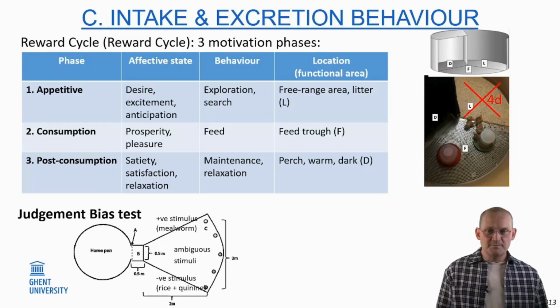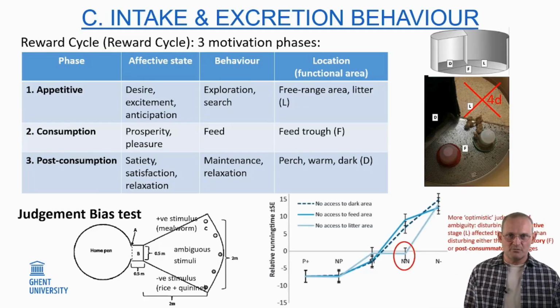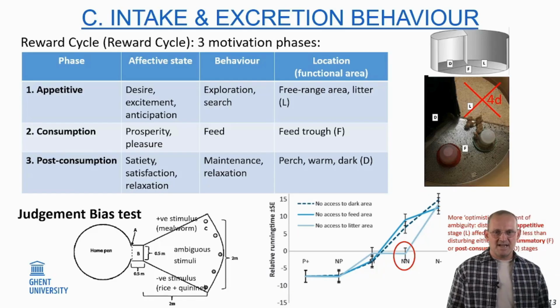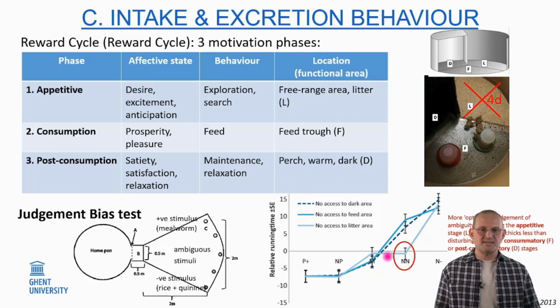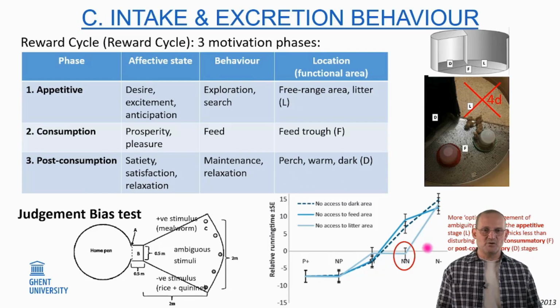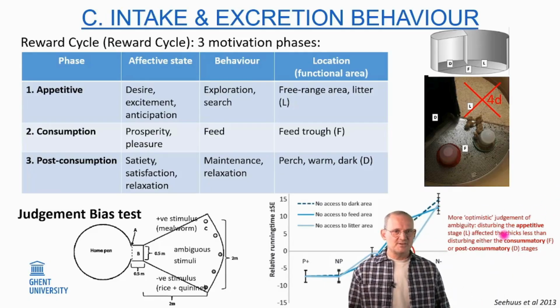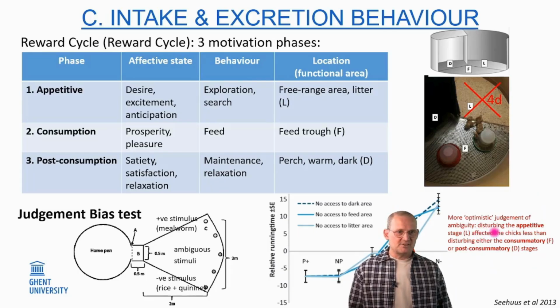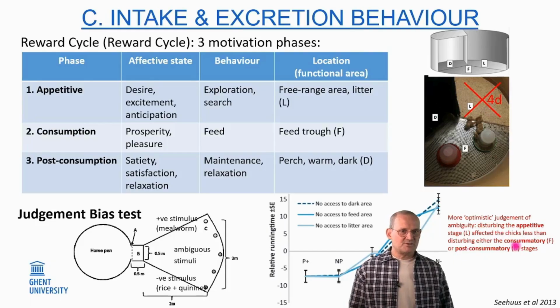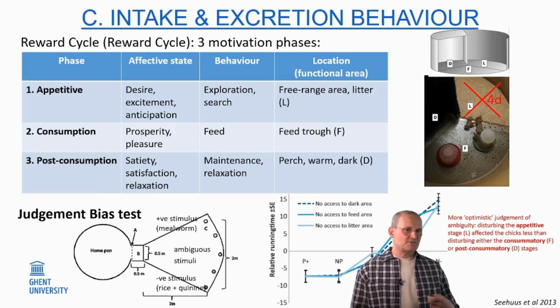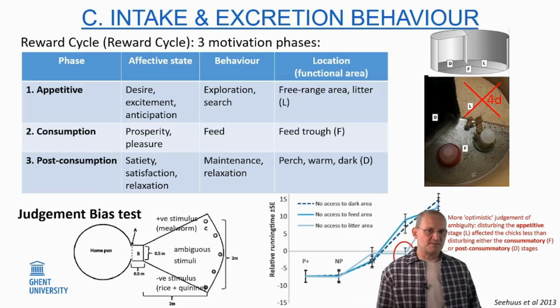And then they tested what the effect was of being deprived of access to these different functional zones of their housing compartment. And they saw a statistically different interpretation of an ambiguous stimulus, which was a more optimistic judgment of ambiguity: disturbing the appetitive stage affected the choice less than disturbing either the consummatory or the post-consummatory stages.